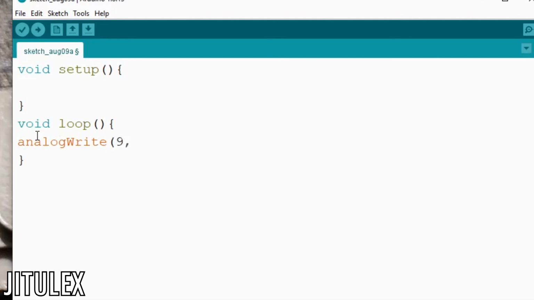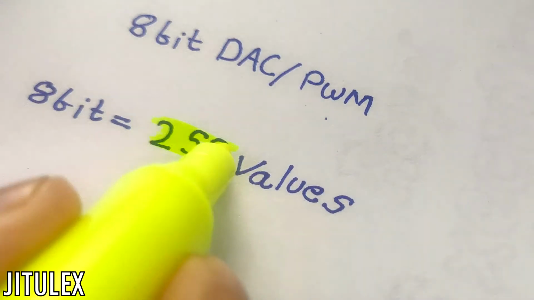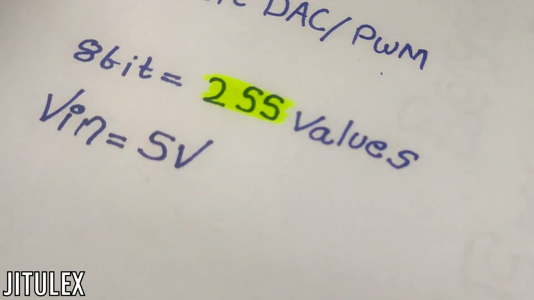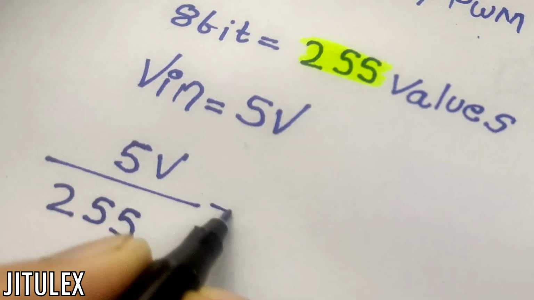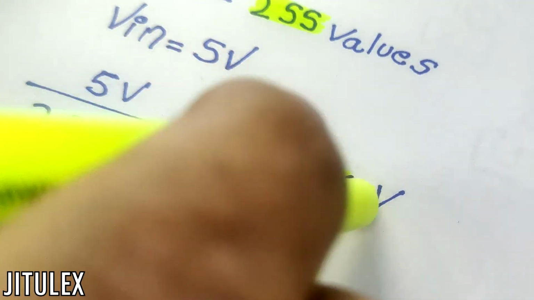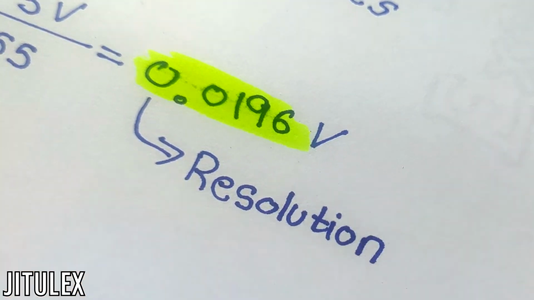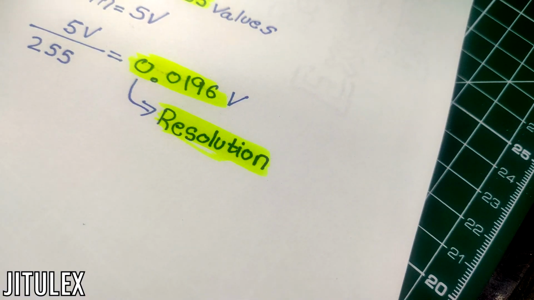To create that, the microcontroller used in most of the Arduinos, which is the Atmega 328P, has an 8-bit DAC or digital to analog converter, which can output a total of 255 values, which the 8-bit word tells us. We know we have voltage input of 5 volts, so if we divide 5 volts by 255, we get 0.0196 volts per decimal value of the 8-bit DAC.